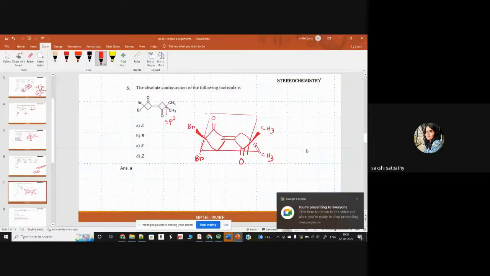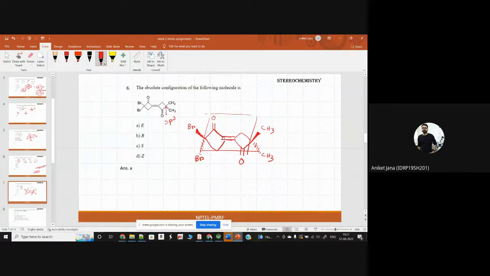Sir, it's on the opposite side, so it'll be E. Exactly. If it is in the double bond, for this carbon this is the higher priority, and for this carbon this is the higher priority, so they are on the opposite side, right?